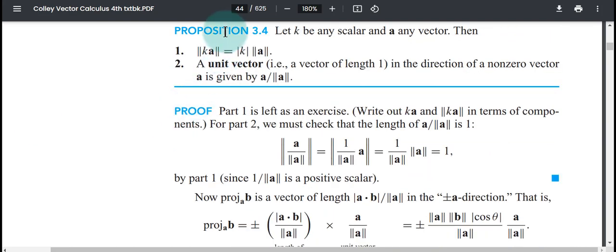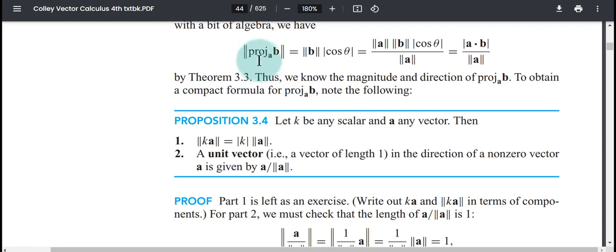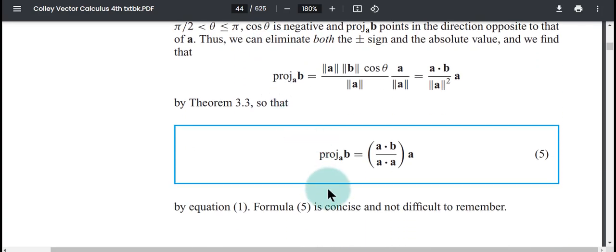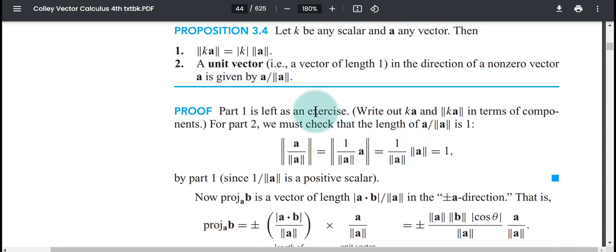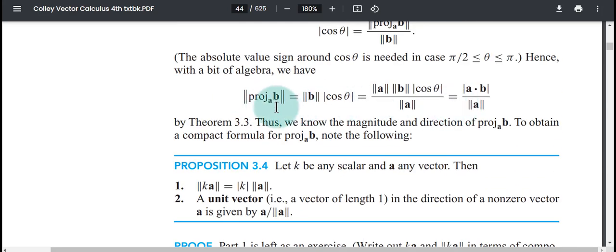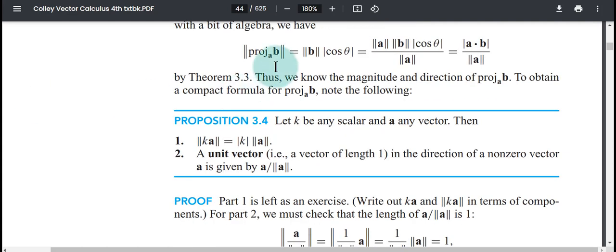Okay, so we proved this proposition 3.4, and now we want to go back and show that the projection of B onto A, not the norm of it, but just the projection of B onto A, is given by this formula. We've already shown this part here. This is equal to this. So what does it say? This says that the length of the projection of B onto A is this. That's what it means: the length of what's inside is equal to that.